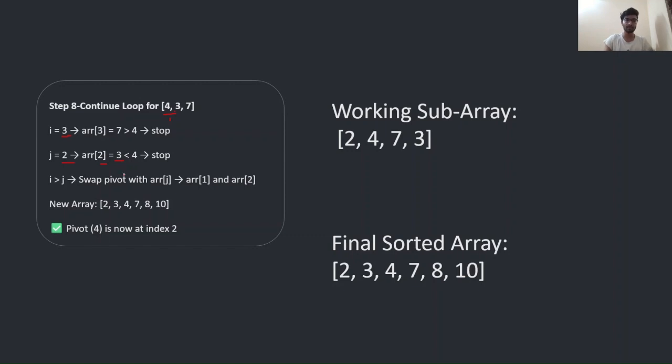Now, since I is greater than j, that is 3 is greater than 2, we swap array at j with the pivot value. That is, array at j, which is 3, will get swapped with 4. So we'll be left with the array of 2, 3, 4, 7, 8, and 10, which is our final answer in the sorted array.